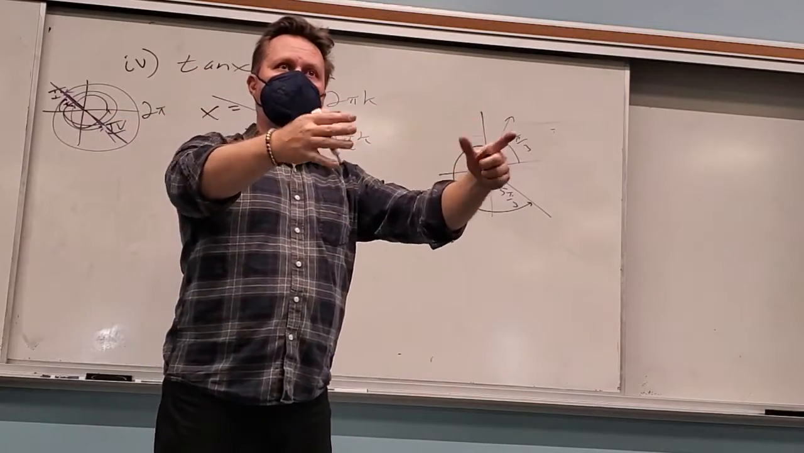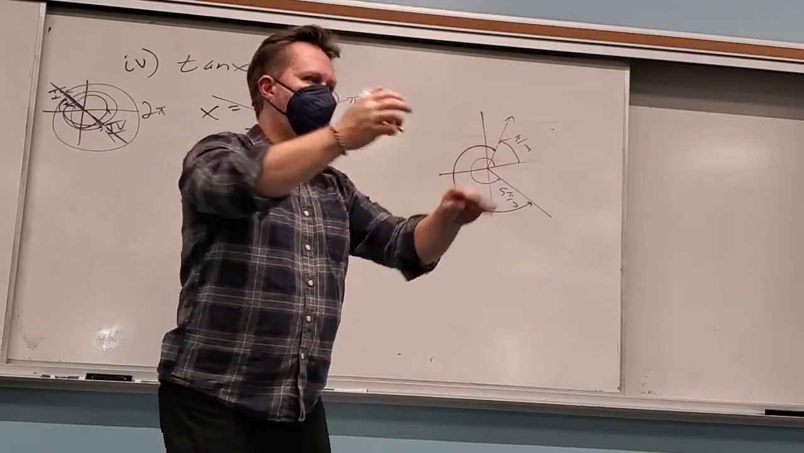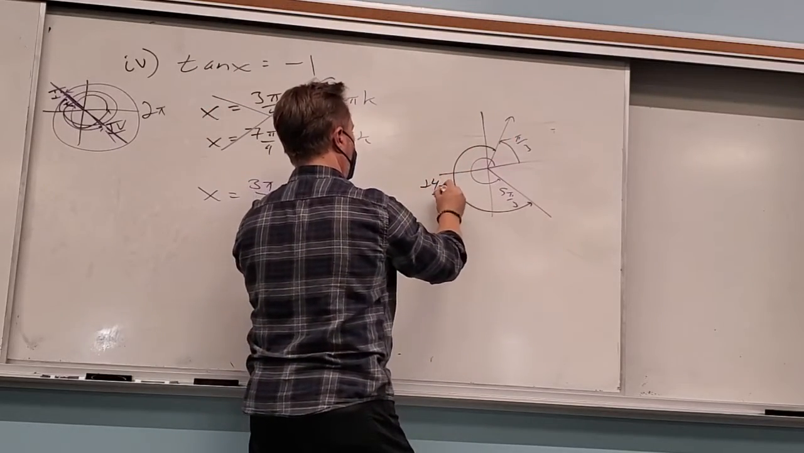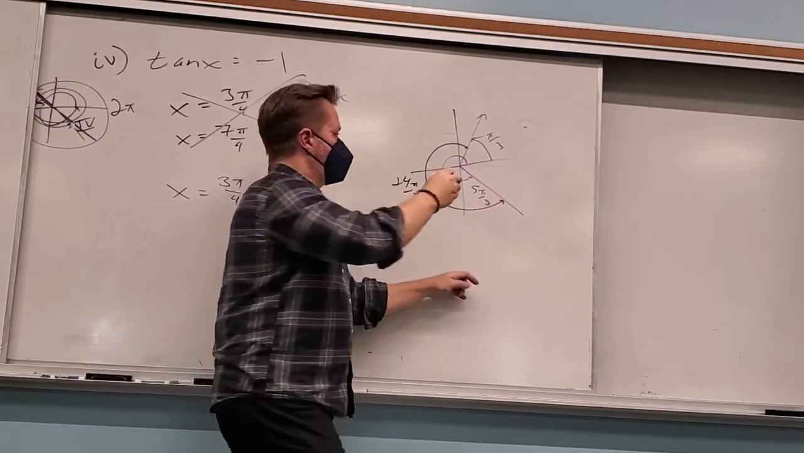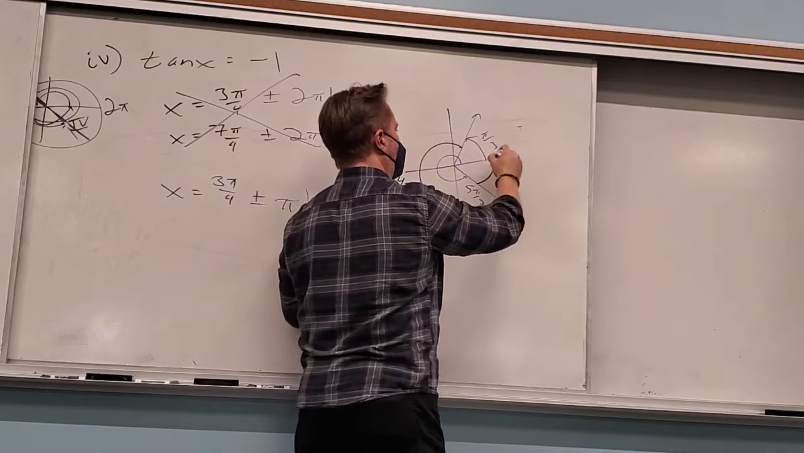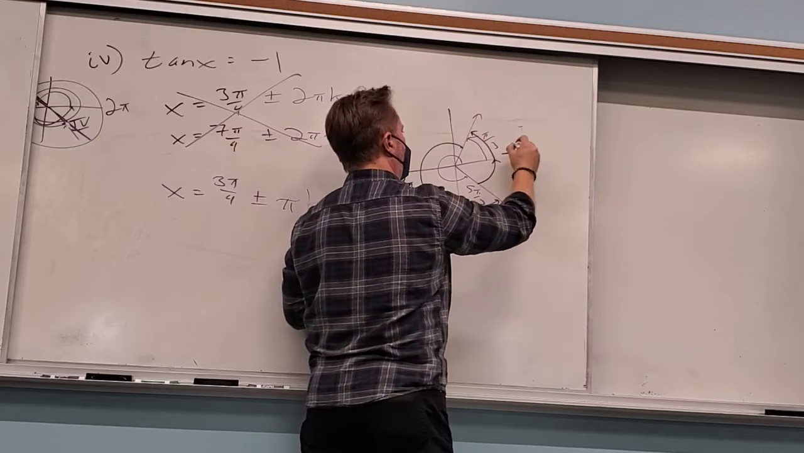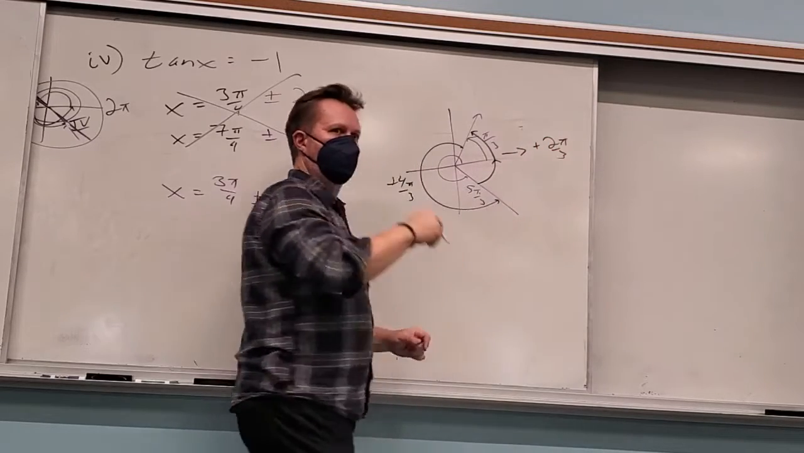If I'm at 1 pi over 3, what do I add to get to 5 pi over 3? 4 pi over 3. Stay with me. If I add pi over 3, don't I get to here? And if I add another pi over 3, don't I get to there? So aren't these plus 2 pi over 3?